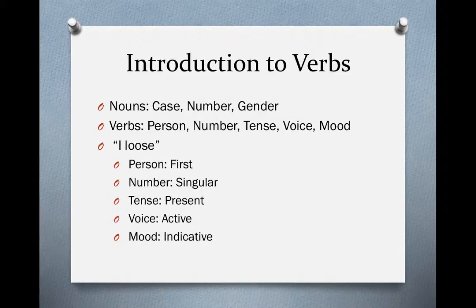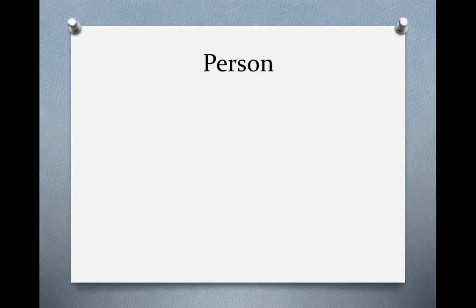If we take a verb like loose, specifically in the first person, I loose, and this is from luo because we're using luo as an example verb this year. This would be the first person, the number would be singular, the tense would be present tense because I loose, not I loosed or I will loose, I loose. The voice would be active because I'm the one doing it, and the mood would be indicative. So we're going to talk about these categories a little more in detail in this lesson.